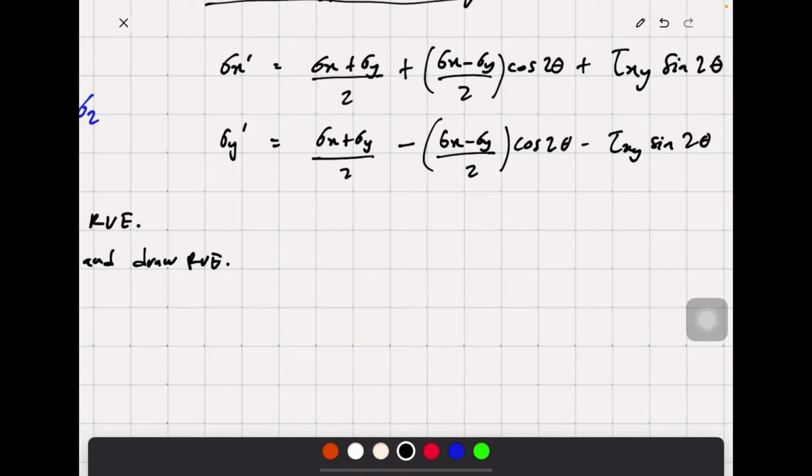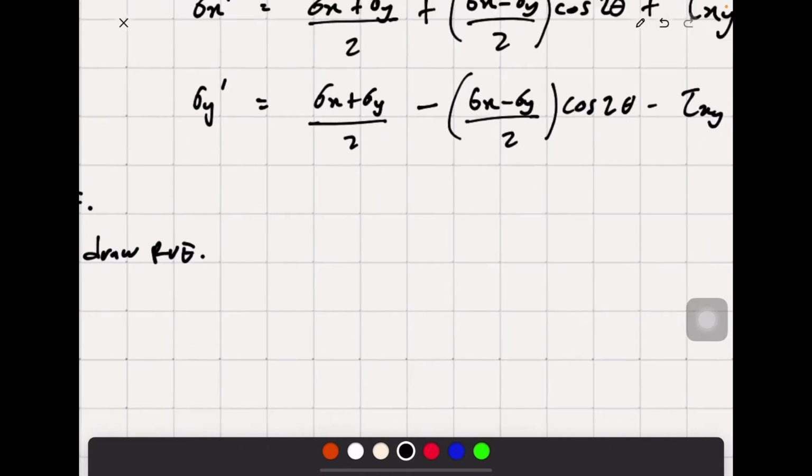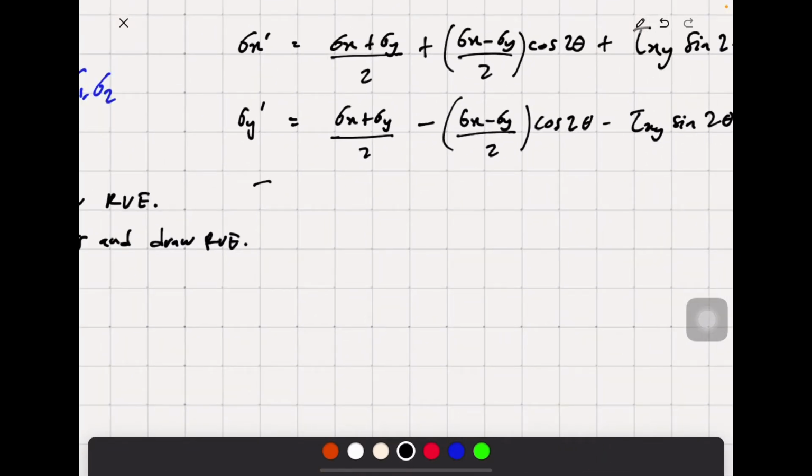So last but not least, tau x prime y prime equals sigma x minus sigma y over 2 sine 2 theta plus tau xy cos 2 theta.